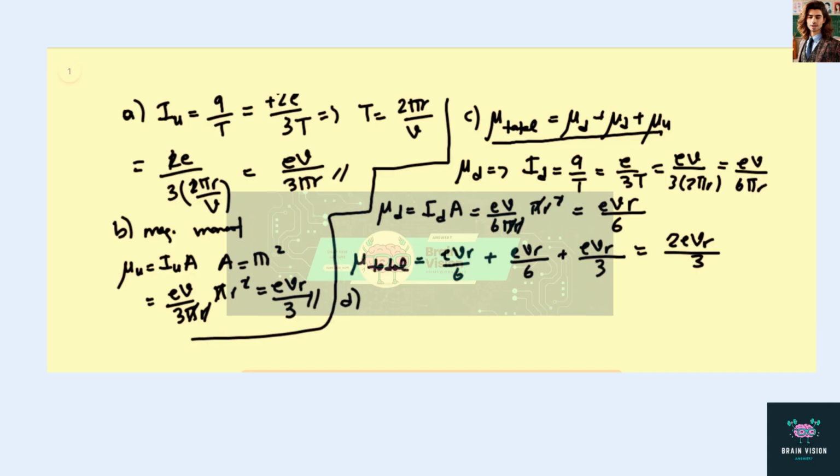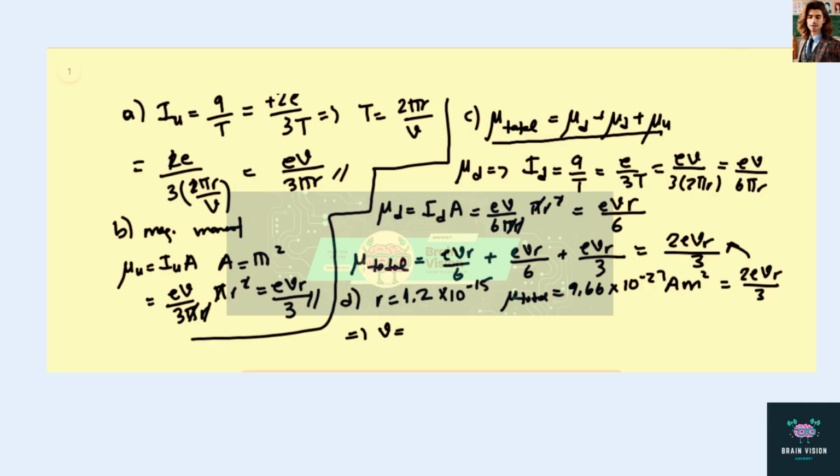Now in part D, we were asked what the speed is for the quarks according to this model, given r equals 1.2 times 10 to the power of negative 15, and also mu total was given to us initially as 9.66 times 10 to the power of negative 27 ampere meter squared. As we know, this basically equals 2evr over 3 that we just calculated a second ago. So let's isolate v out of this equation. Then v is going to be 3 mu total over 2er.